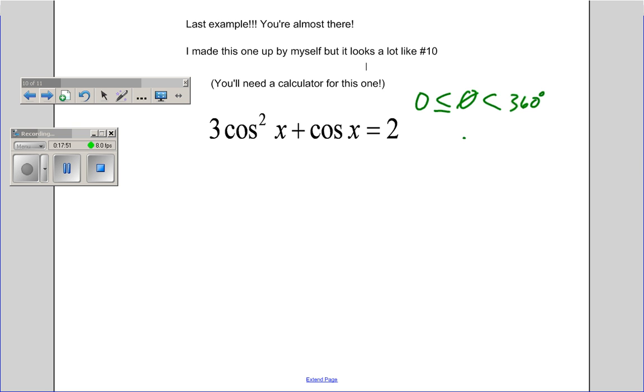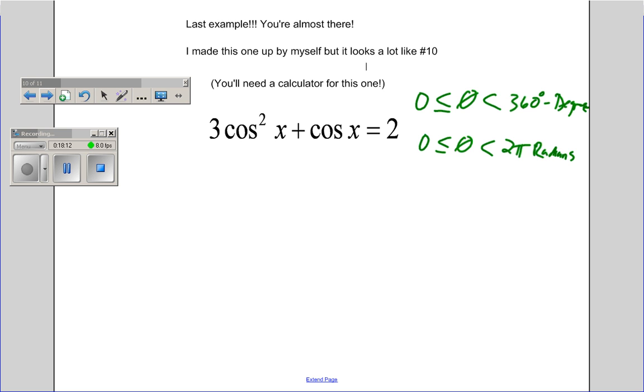Whenever we put theta between greater than or equal to 0 and less than 2 pi, that's going to be radians. So degrees and then radians. Okay, so we're going to look at this in degrees.